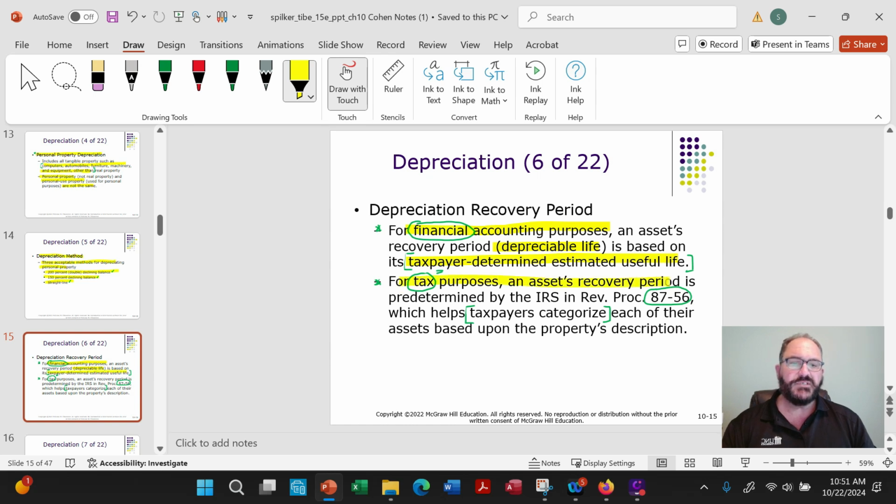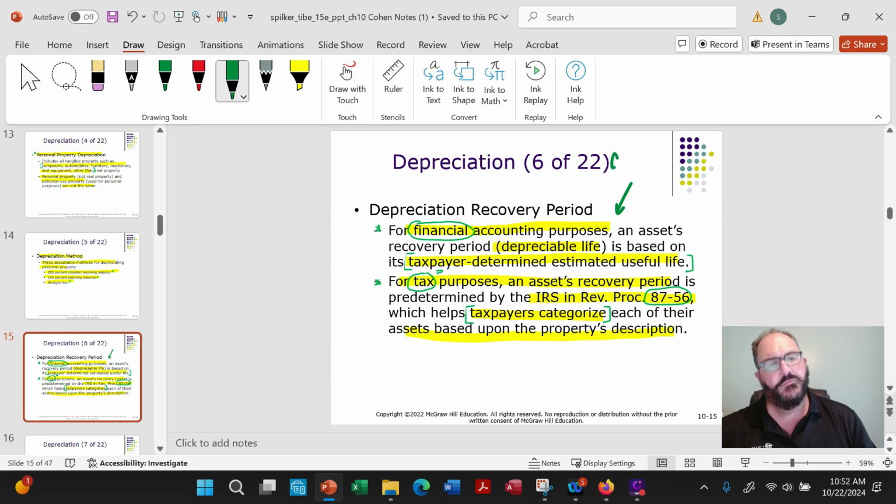For tax purposes, using IRS Revenue Procedure 87-56, they categorize each based on the description. So on the top one, this one is determined by the company. And this right here is by the government. Okay.